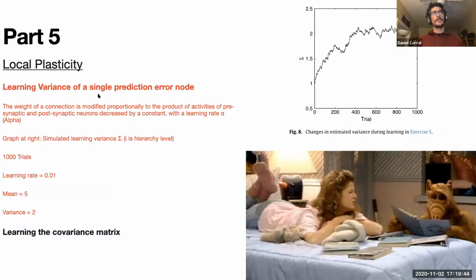We start to learn the variance of a single prediction error node. Again, starting small and moving up from single variables to matrices. The weight of a connection is modified proportionally to the product of activities of presynaptic and postsynaptic neurons, decreased by a constant. This is all just talking about the example they give, where there's a series of trials where a model is learning, and the answer here is essentially about 2, but it starts to estimate the variance. We're learning the variance essentially over 1,000 trials of increments of 0.01.